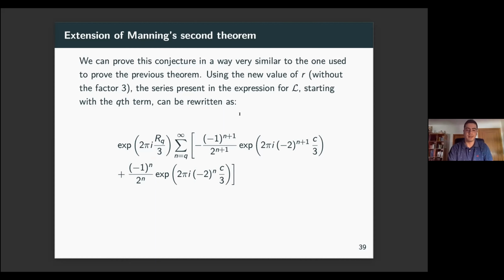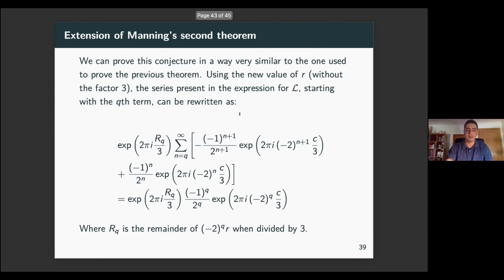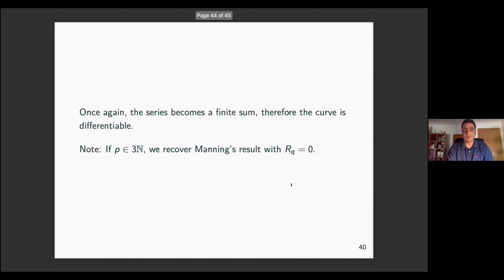But then from a certain point, the series again telescopes into one single factor. And it all hinges on this value here that I call R cubed, which will be the remainder of this integer here when divided by 3. And so again, we obtain a finite sum, and the curve will indeed be differentiable.